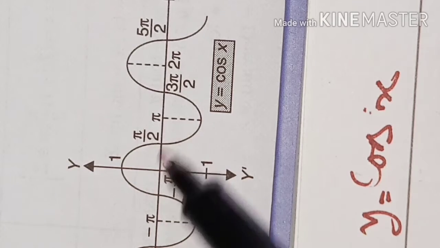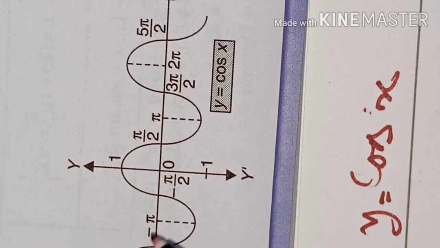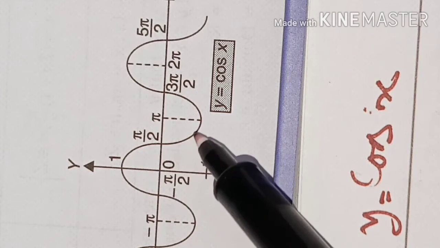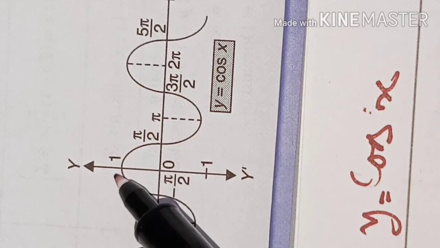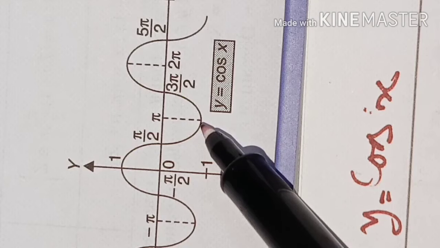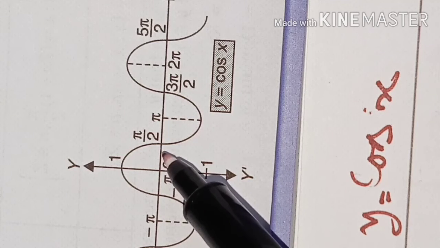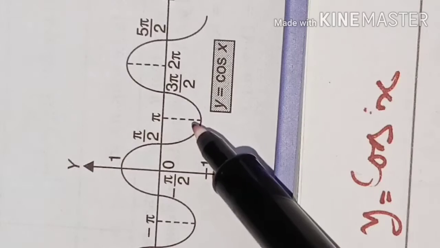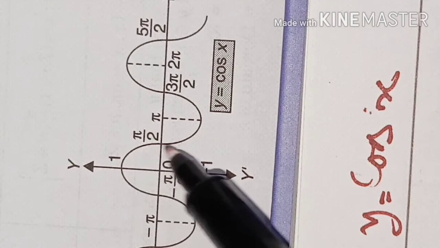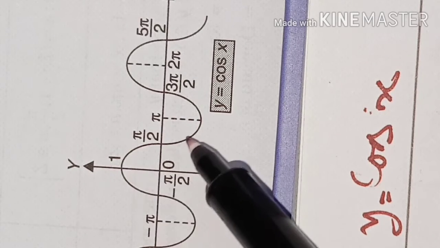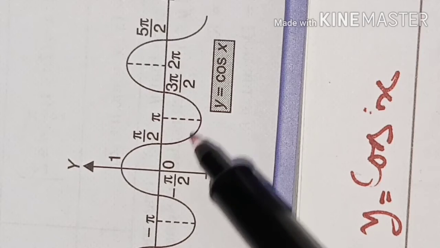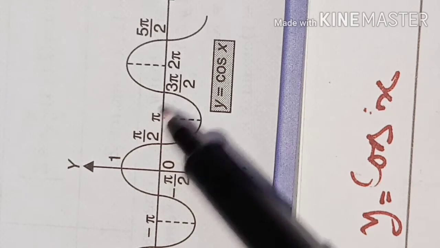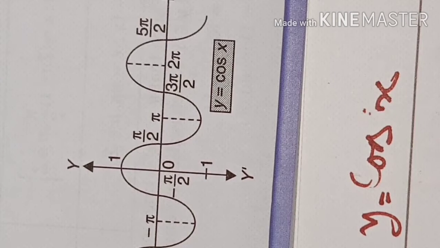But if we restrict the domain, suppose we talk about the domain from 0 to pi, in this portion you see there is no repetition. If it is 0 it is 1, if it is pi it is -1, if it is pi by 2 it is 0. So between 0 and pi there is no repetition. So we can define the cos inverse function within this interval. Like that there will be so many branches of the cos function where we can define the cos inverse function.